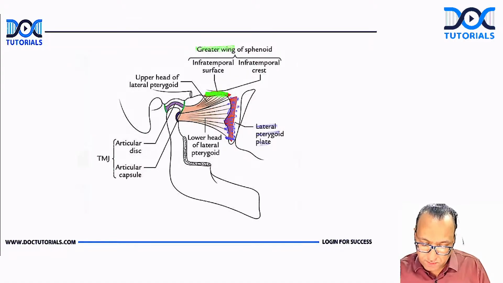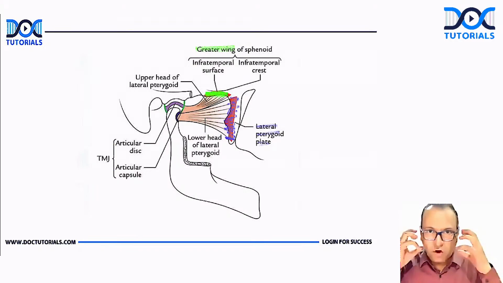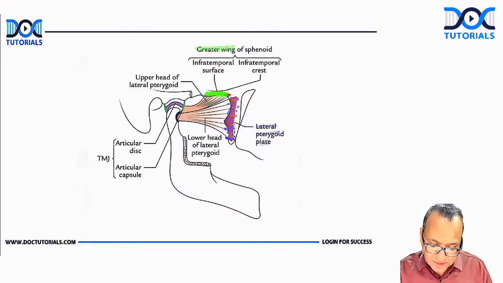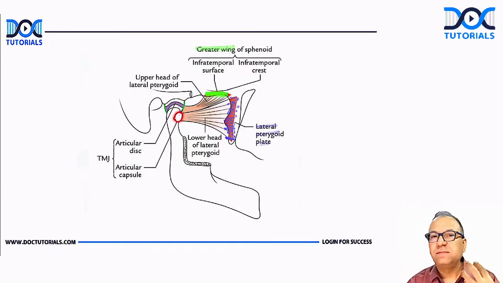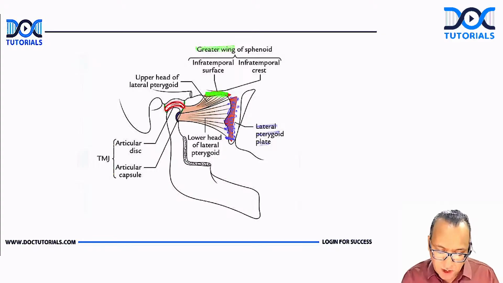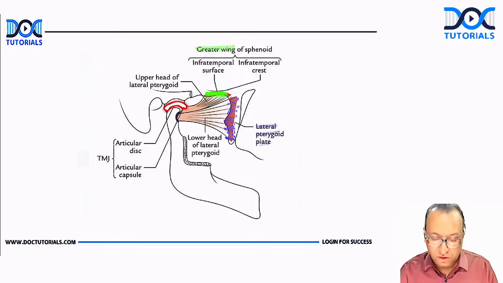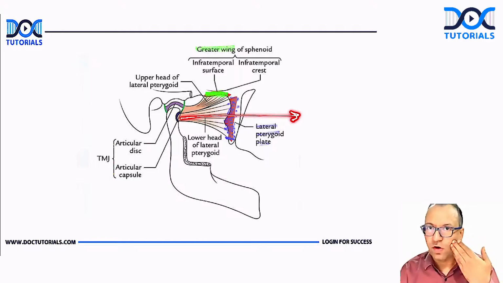Because if you're talking about the movement, the origin doesn't move, it is the insertion which moves. So where is the insertion? Insertion is to the pterygoid fovea, which is at the neck of the mandible, below the condylar process. And number two, it is to the articular disc also. When this muscle goes into spasm, there can be TM joint dislocation also. It can pull the mandible forward.